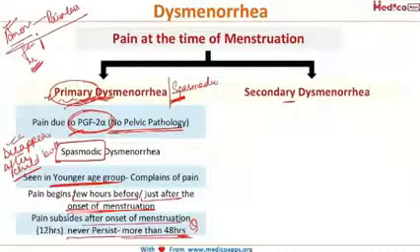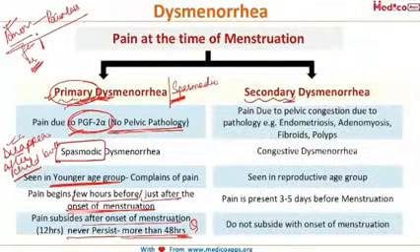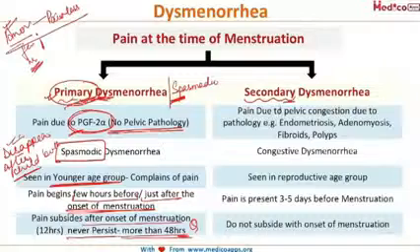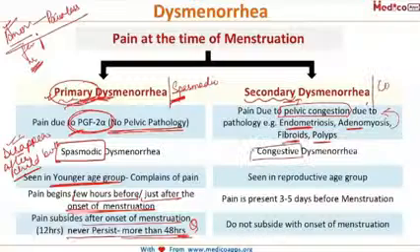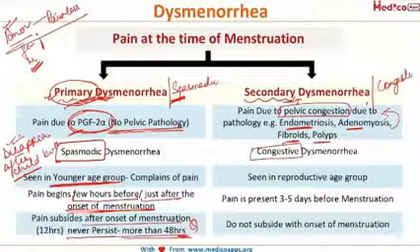Now this was about primary dysmenorrhea. Now coming to secondary dysmenorrhea. As the name suggests, secondary means it is secondary to some pelvic pathology. These pelvic pathologies lead to pelvic congestion and subsequently to secondary dysmenorrhea. What can be the pelvic pathologies? It can be associated with endometriosis, adenomyosis, fibroids, polyps. Secondary to these pathologies, it can lead to pelvic congestion and thereby to secondary dysmenorrhea. This is the reason that secondary dysmenorrhea is also called congestive dysmenorrhea. They are one and the same thing. I told you that primary dysmenorrhea is also called spasmodic dysmenorrhea, and secondary dysmenorrhea is also called congestive dysmenorrhea.